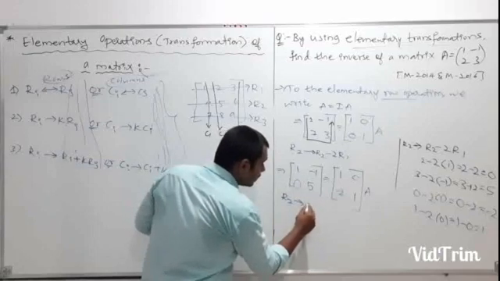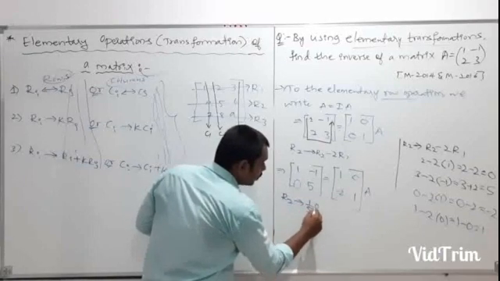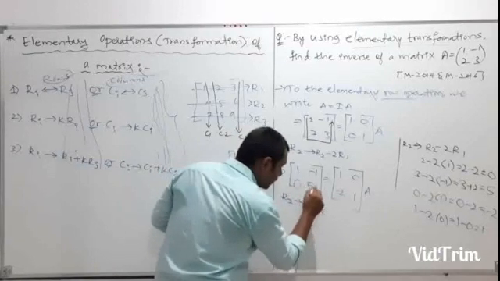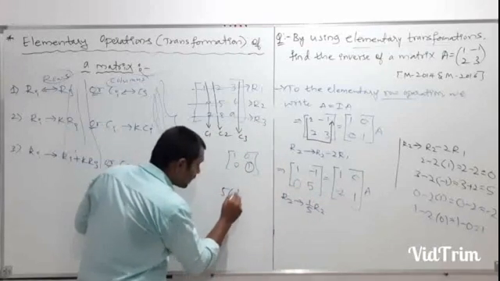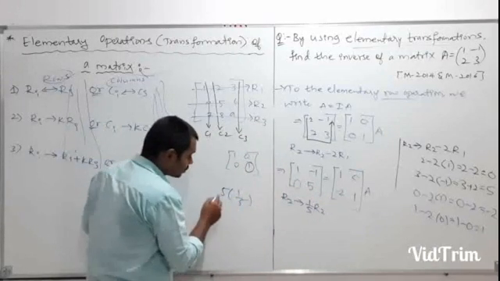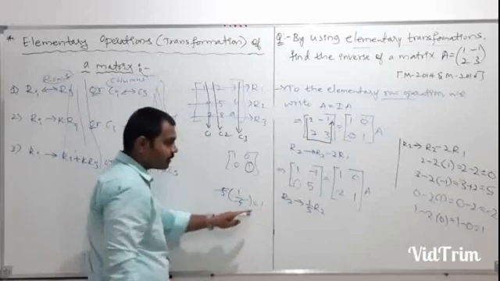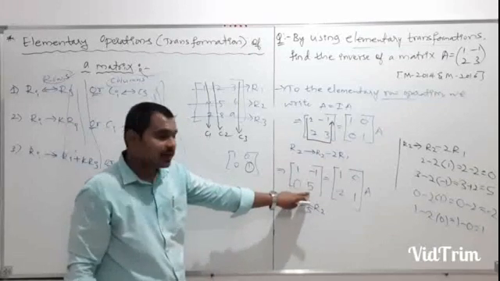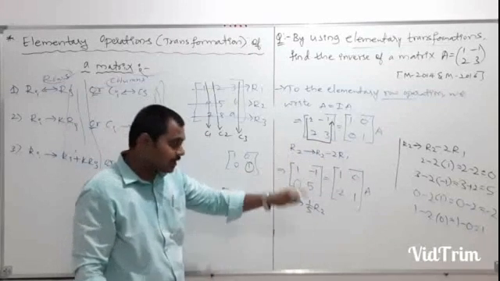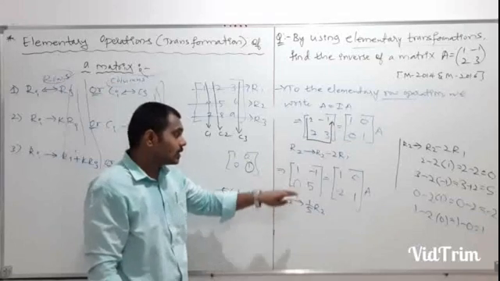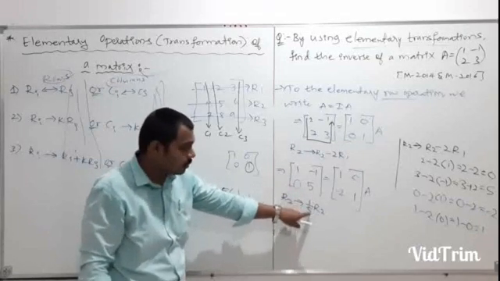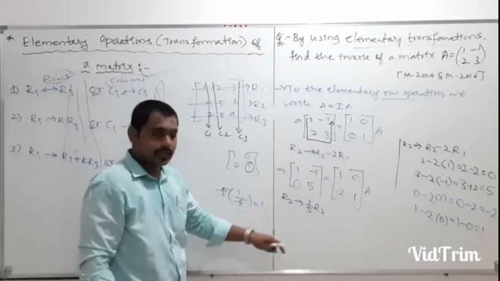2, I multiply with 1 by 5 into R2. If I multiply this 5 element with 1 by 5, my dear students, the 5 cancels and we will get 1. So instead of 5 it will become 1 here. Therefore, to this row I will multiply with 1 by 5.